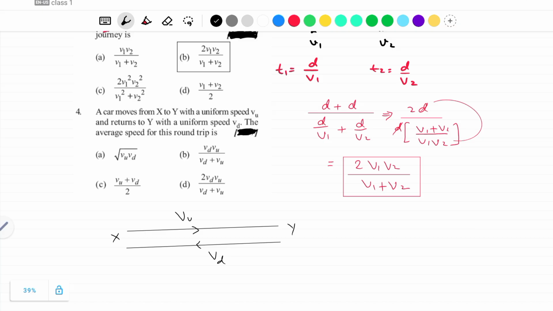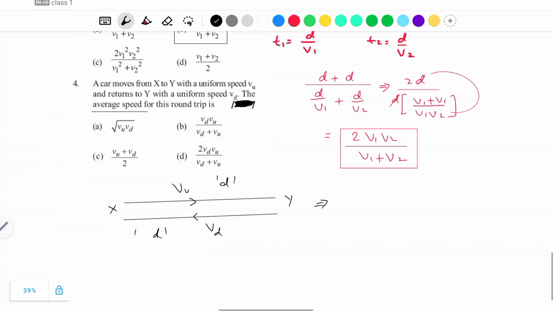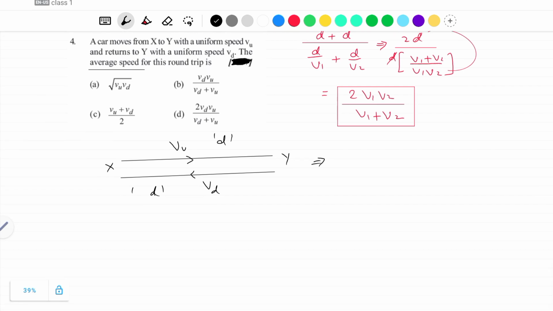Now they're asking us average speed. One more thing, students, let's say the total distance from x to y is d. So while going also distance will be d, while coming back also distance will be d. Now they are asking us average speed. So we know the formula of average speed: it's total distance over total time. What is total distance, students? d while going from x to y and d while coming back from y to x. So total distance will be d plus d, which is 2d.